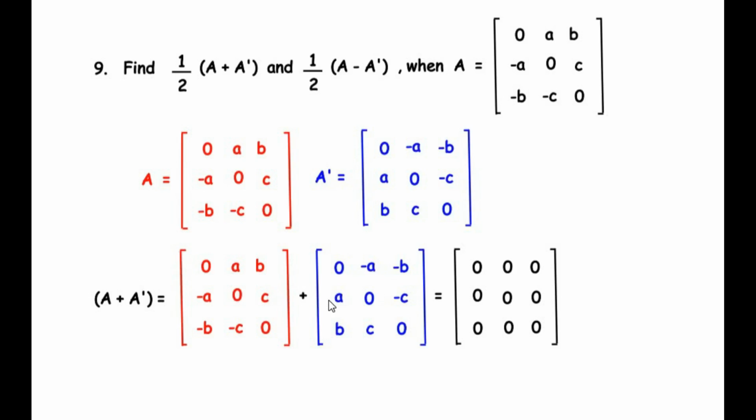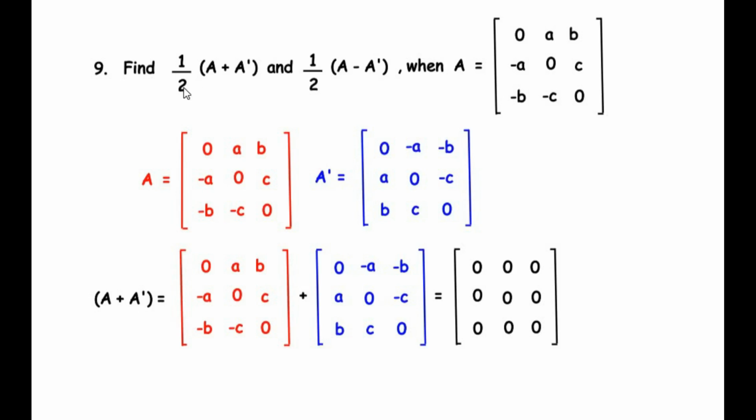Now since the orders are same, we are going to perform element by element addition. So 0 plus 0 is 0, A plus and minus is minus, so A minus A is 0, so B plus and minus is minus, so B minus B is 0, minus A plus A is 0, 0 plus 0 is 0, C plus and minus is minus, so C minus C is 0, minus B plus B is 0, minus C plus C is 0, and 0 plus 0 is 0. So A plus A transpose we have got it as 0.